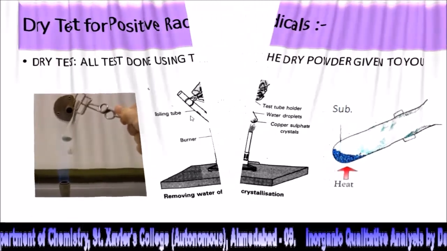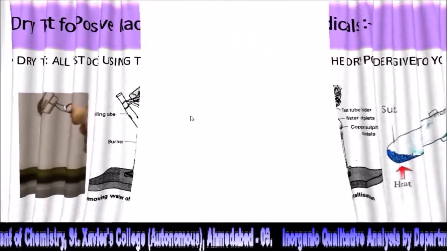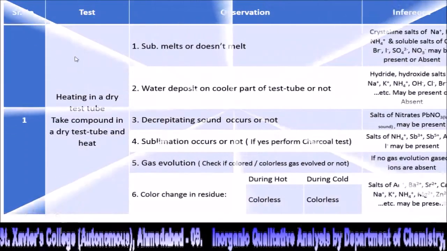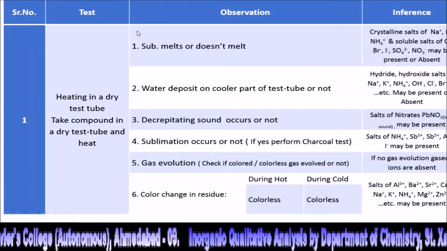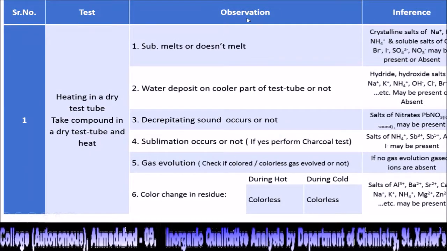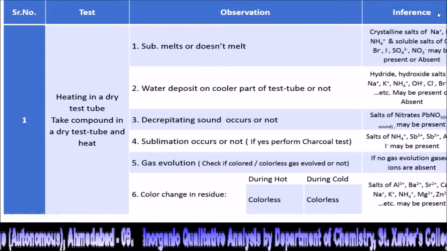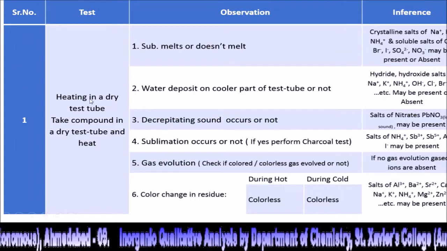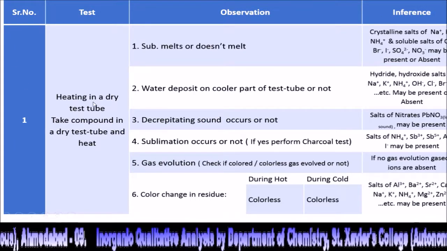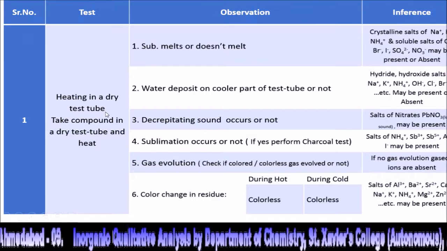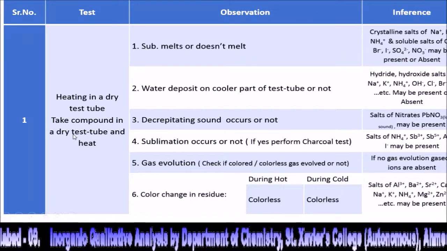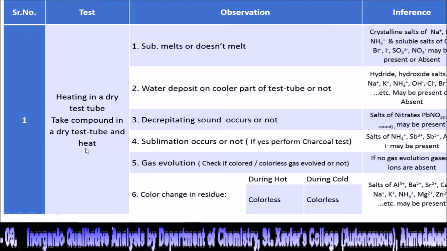Now what kind of observations are there for heating test in a dry test tube? Generally you need to write in this form. A 3-column system would be there. First is the test column, then observation, and then inference. In the test column, we need to write heating in a dry test tube. Take a compound in a dry test tube and heat.